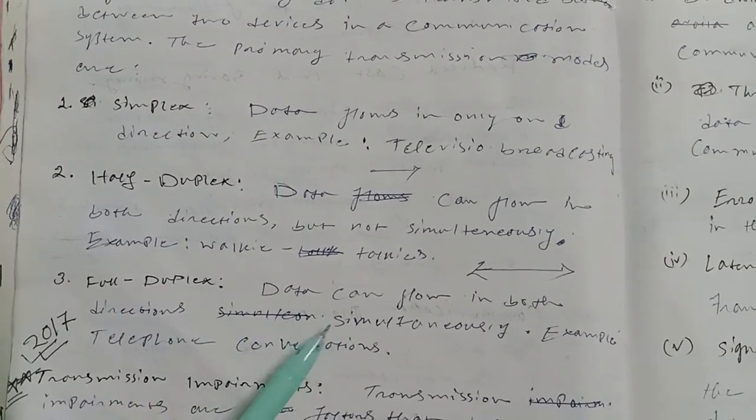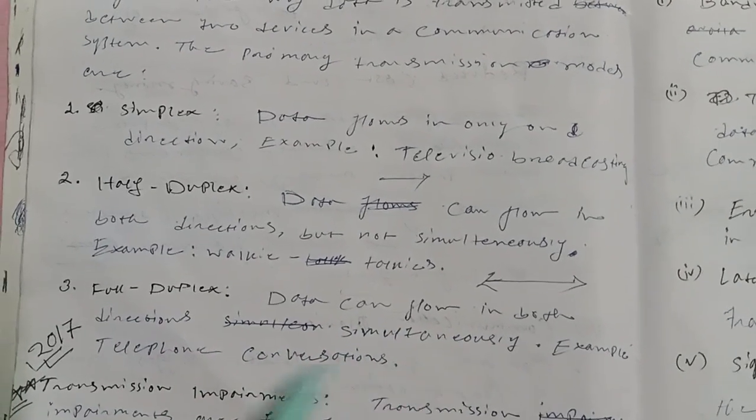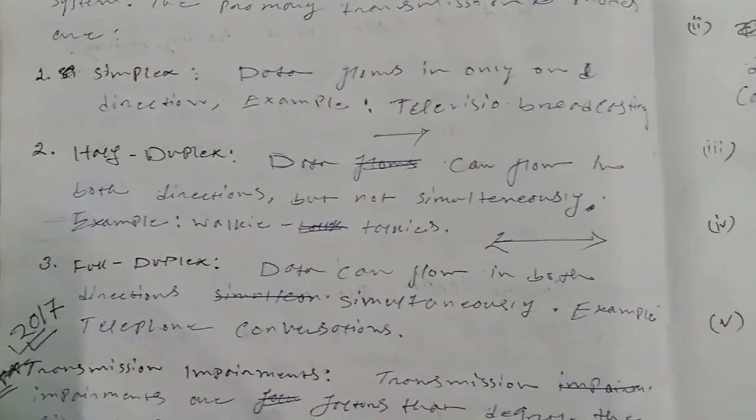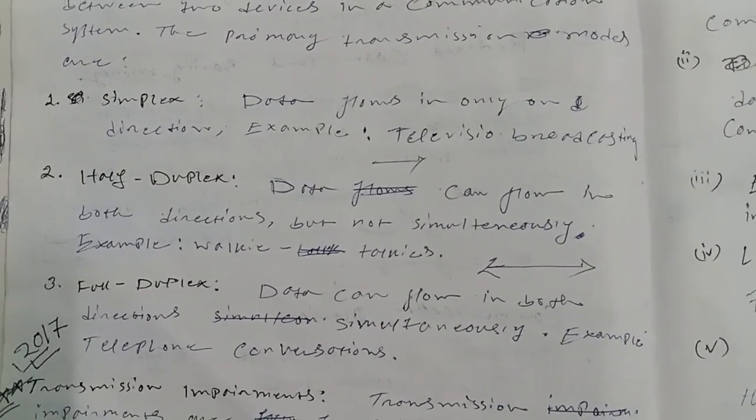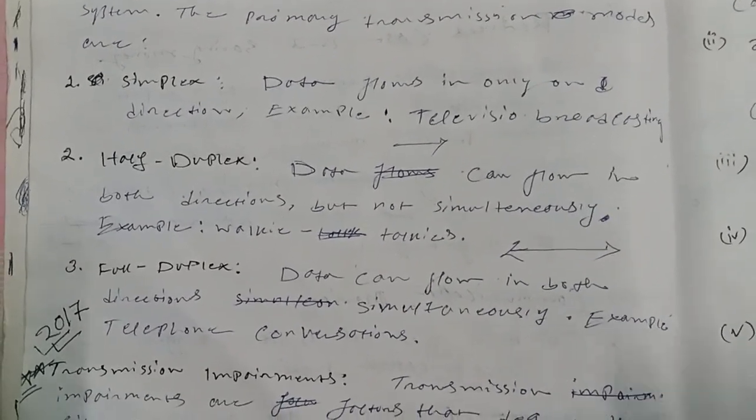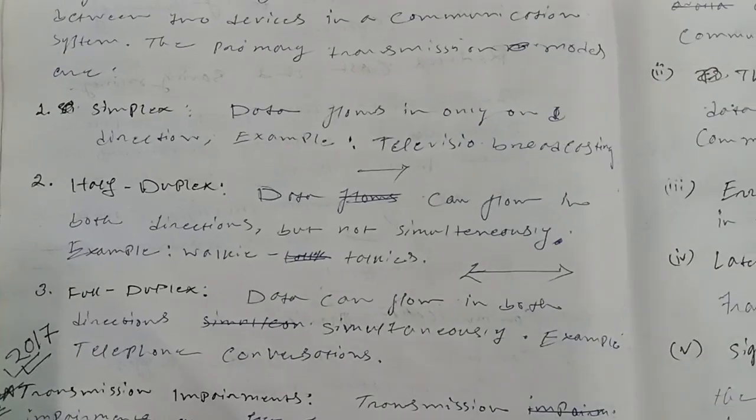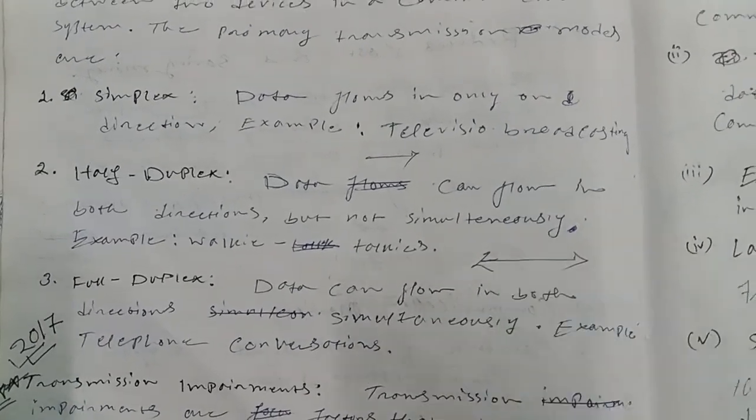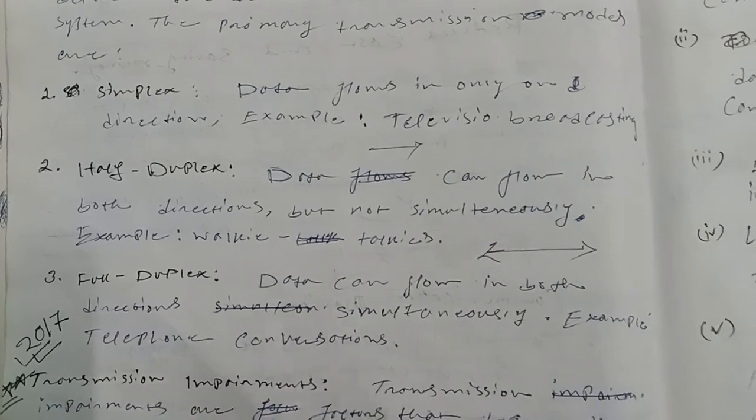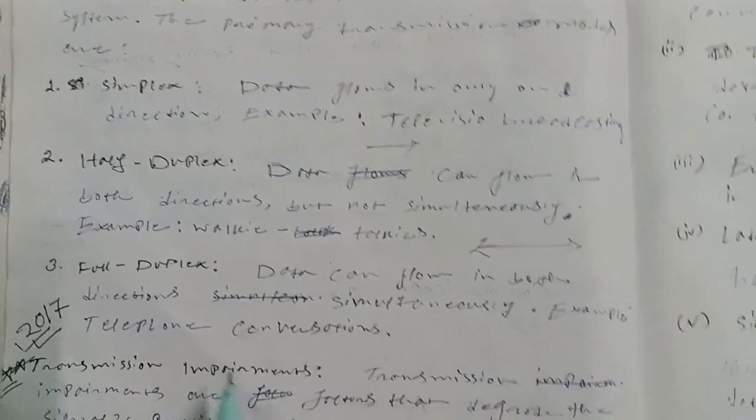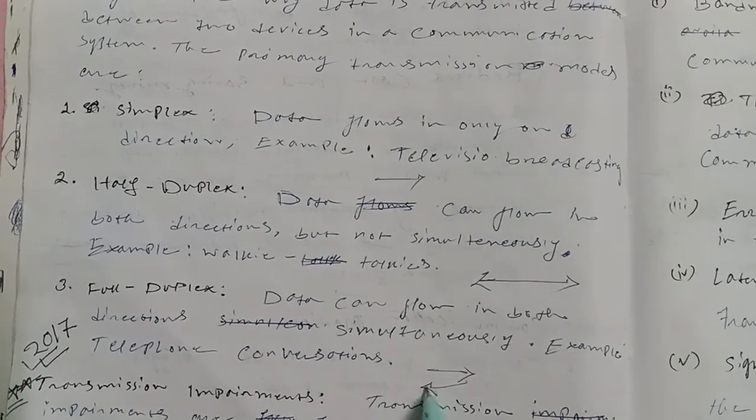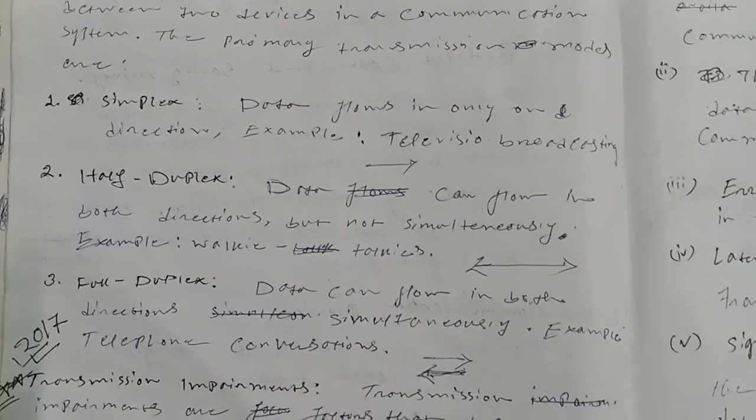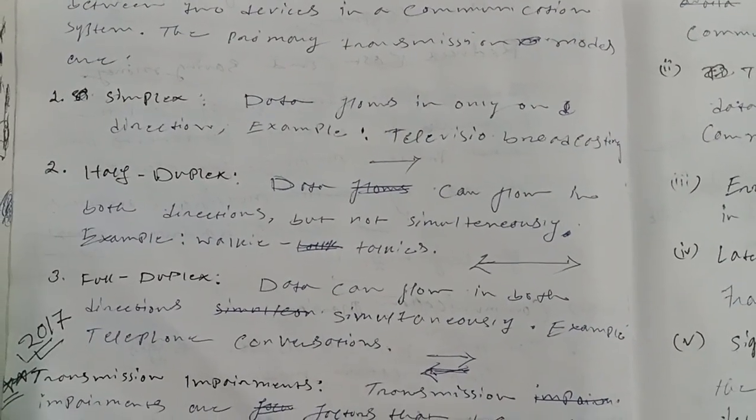In full duplex, data can flow in both directions simultaneously, for example a telephone conversation. In a modern-day telephone conversation, if we are telling something, the second person can speak at any time, and their voice can overlap ours at any time. So this is the example of full duplex transmission, where data can flow in both directions.